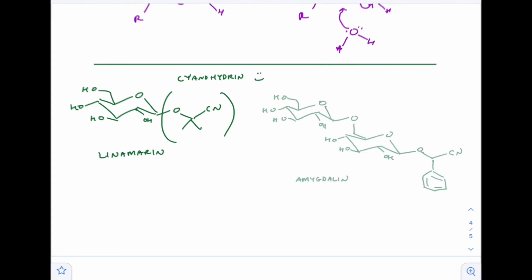So this right here is linamarin. I'm not going to have you watch me draw the whole amygdalin on the right, but as you can see, they have cyanohydrin functional groups, right? To the left of those cyanohydrin functional groups, we also have sugar molecules bound to one another. So linamarin has one, amygdalin has two. Now, what are these? Why are these important, right?